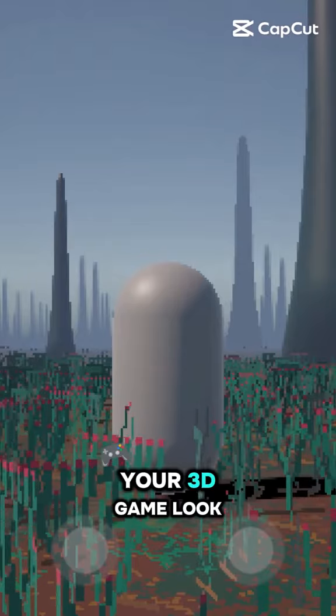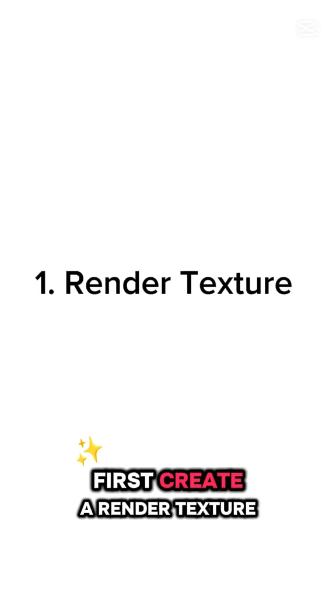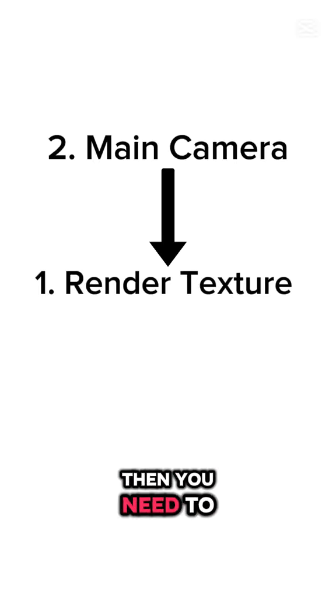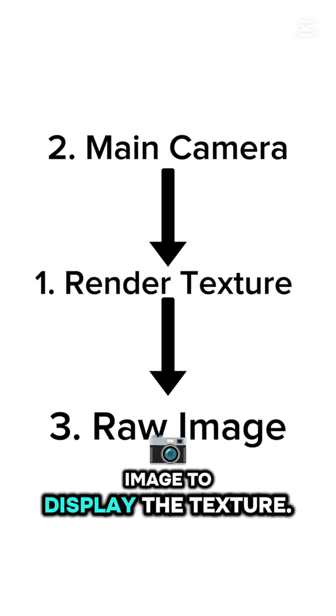If you want to make your 3D game look pixelated, this is one way to do it. First, create a render texture. Then you need to set your main camera to output to that texture. Finally, create a raw image to display the texture.